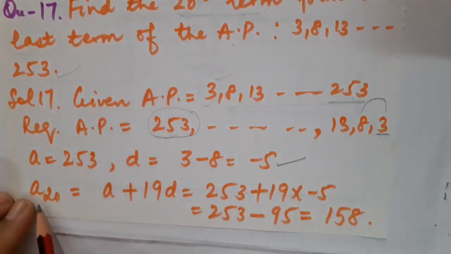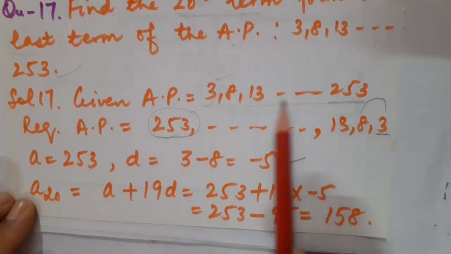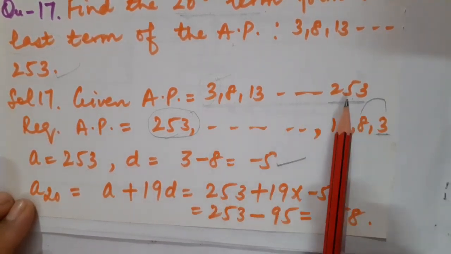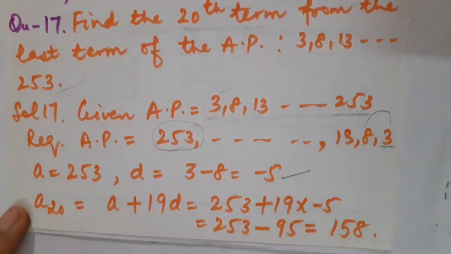Now as we will have to calculate the 20th term from the last, so the procedure will remain same. Only you will have to change this list of numbers. Suppose if it is given in the ascending order, so you have to convert it into descending order. Fine. If it is given in descending order, you will have to write it in ascending order.